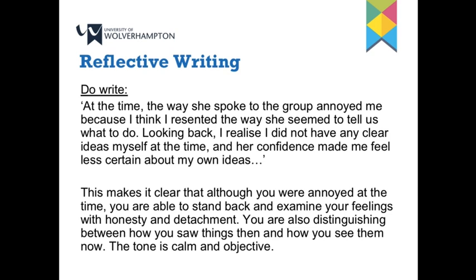This example takes a more reasonable tone. "At the time, the way she spoke to the group annoyed me because I think I resented the way she seemed to tell us what to do. Looking back, I realised I did not have any clear ideas myself at the time, and her confidence made me feel less certain about my own ideas." This example provides the context of the event and the emotions that were experienced, going on to analyse it objectively. It demonstrates that the writer has evaluated the emotions to truly understand why they acted in the manner that they did. By better understanding an event, a reflective practitioner will be more suitably prepared for similar situations in the future.